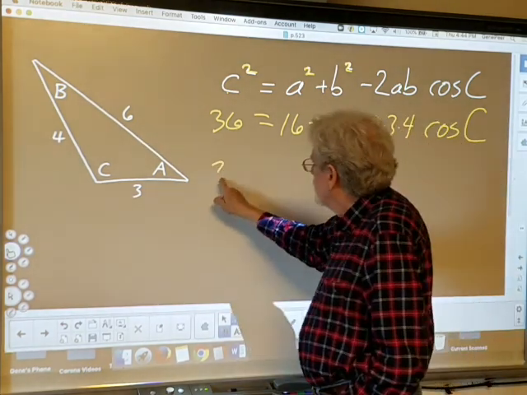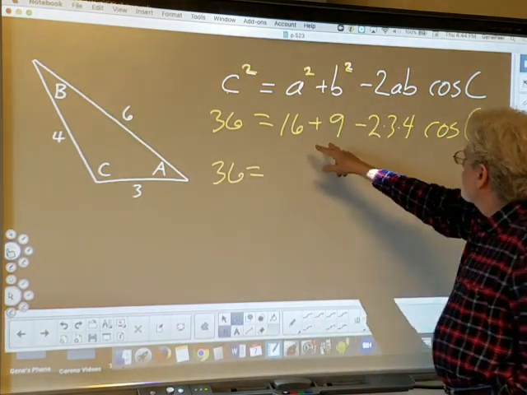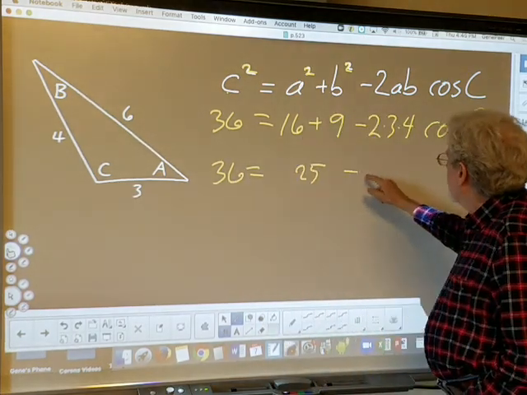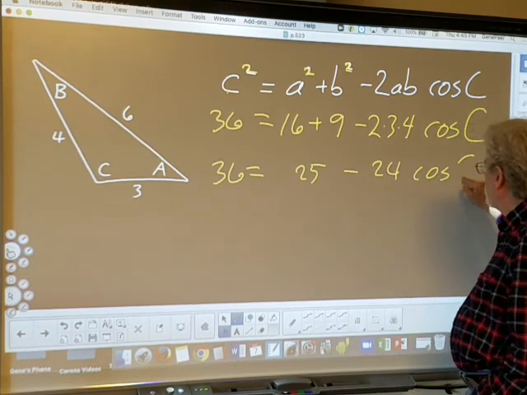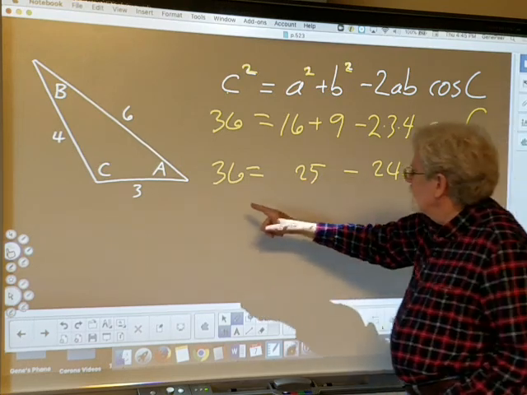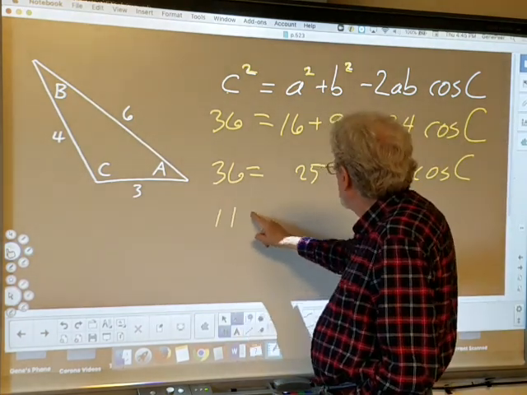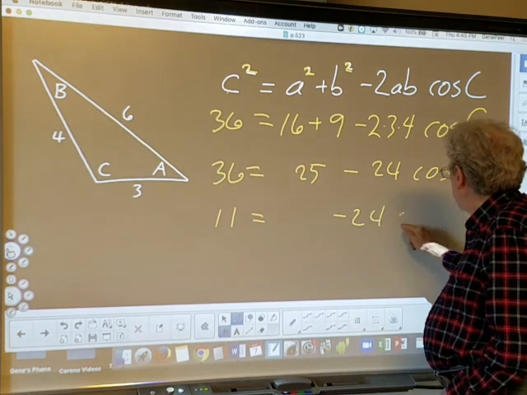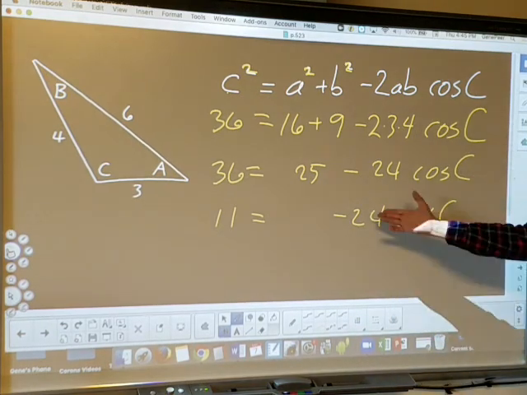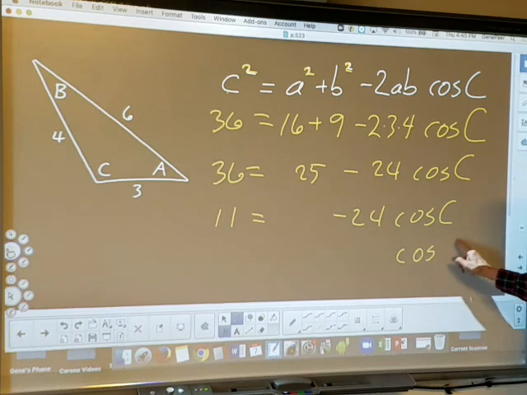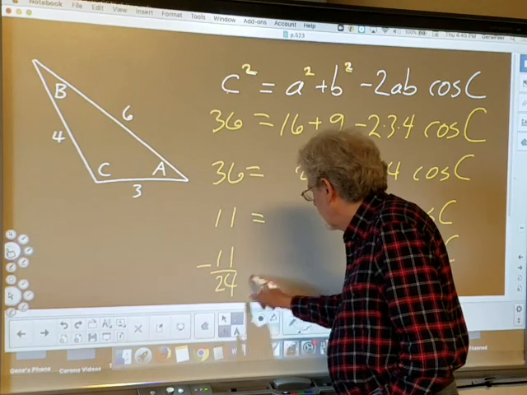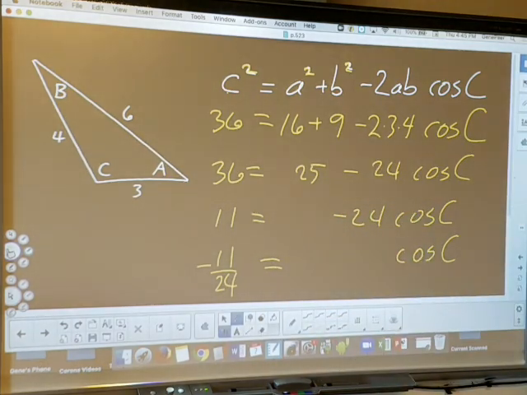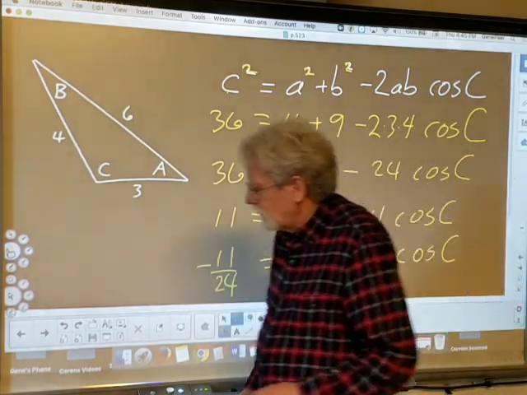So we have 36 equals, let's see, that's 25 minus 24 cosine of C. Let's subtract 25 from both sides. That'll be 11 equals negative 24 cosine of C. Let's divide by negative 24. We get cosine of C equals negative 11 24ths. And now we go to the calculator and we find the inverse cosine of negative 11 24ths.